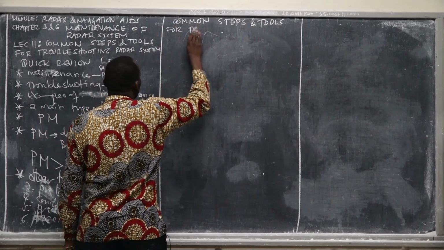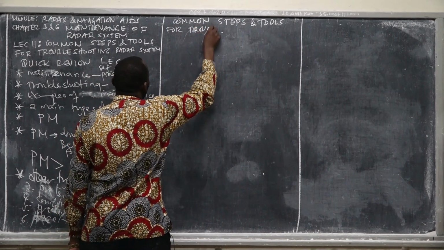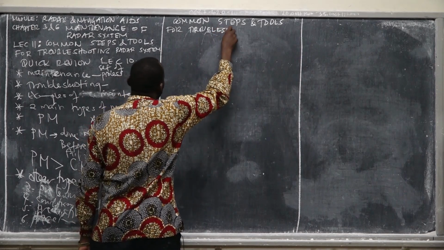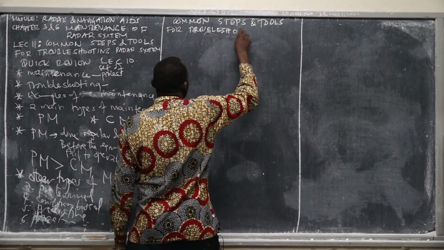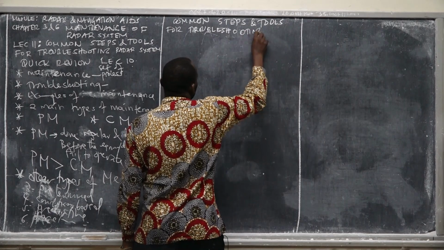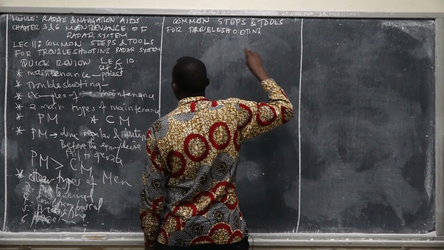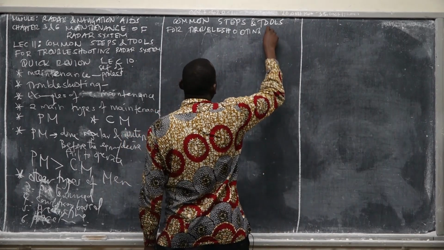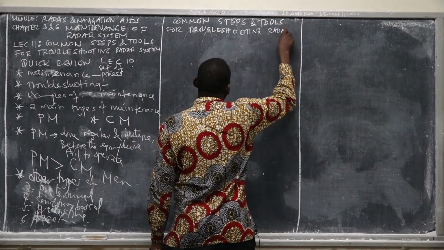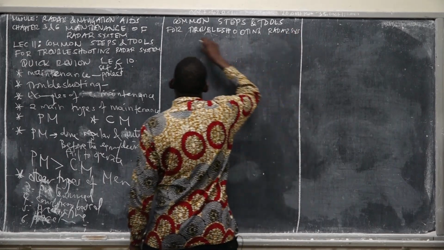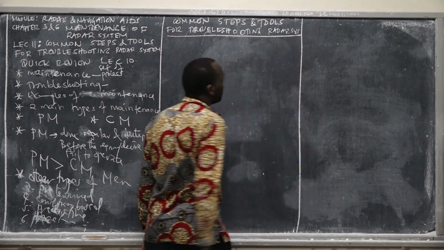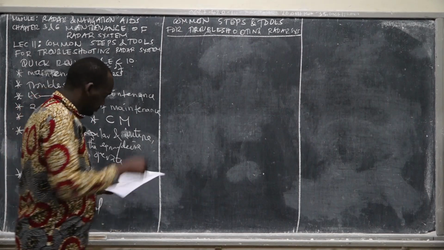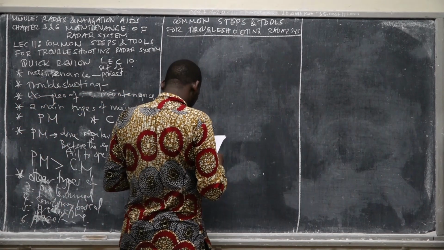Remember that I told you the words troubleshooting and maintenance have closely related meanings. So, common steps and tools for troubleshooting a radar system or troubleshooting a multi-electronics communication system.